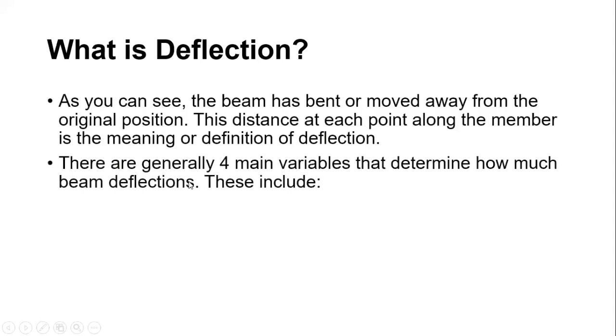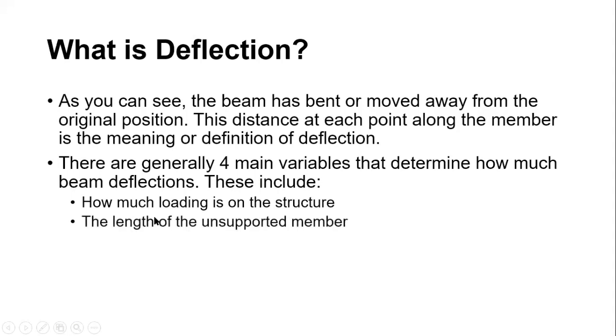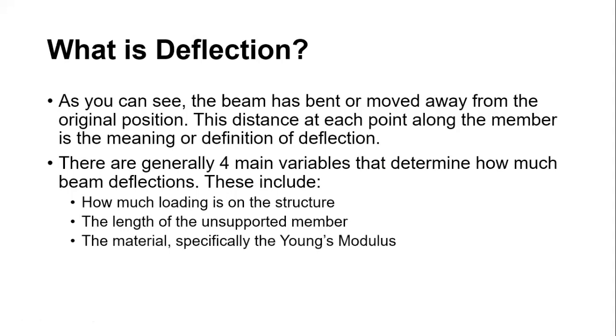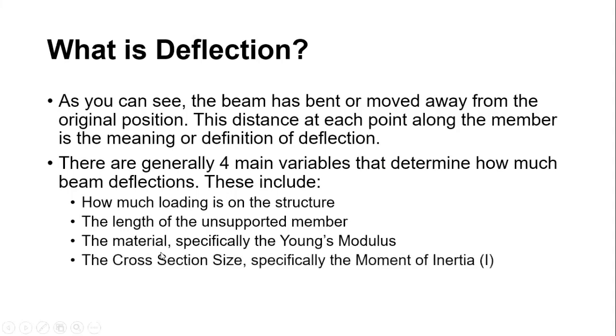So there are generally four main variables that determine how much a beam deflects. This includes, yung una, loading, how much loading is on the structure; the length of the unsupported member; the material, specifically the Young's modulus of elasticity; and the cross-section size, specifically the moment of inertia I.